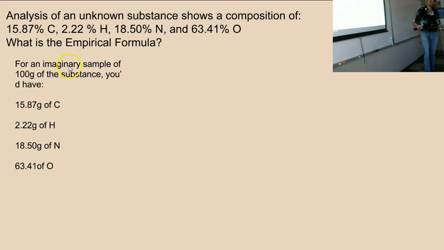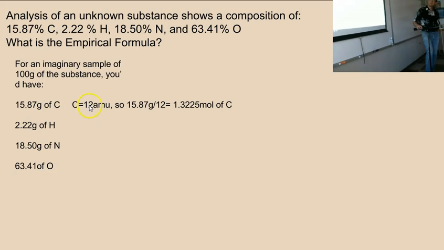2.22 grams of it then would be hydrogen, because the percentage becomes grams. 18.50 grams of it is nitrogen. 63.41 grams of it is now oxygen. So I have turned my percentage compositions into weight by multiplying that percentage by 100 grams. So now I have this many grams of these things. How many moles of that do I have?